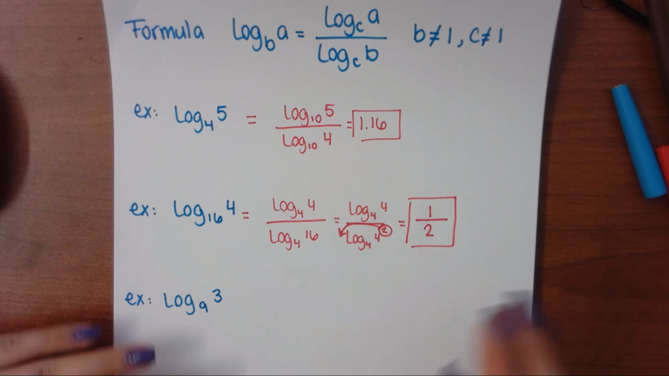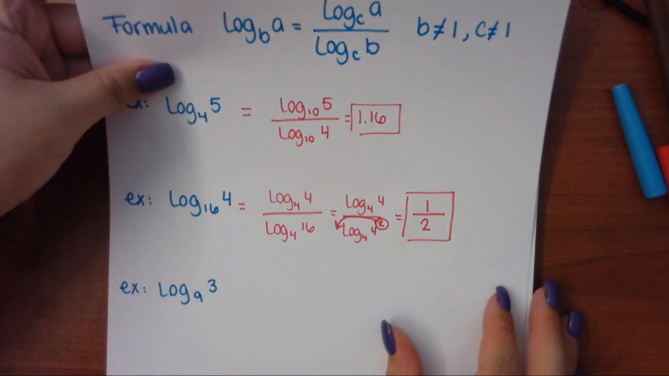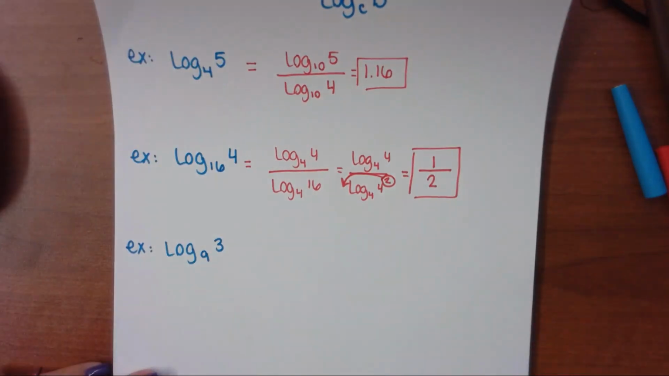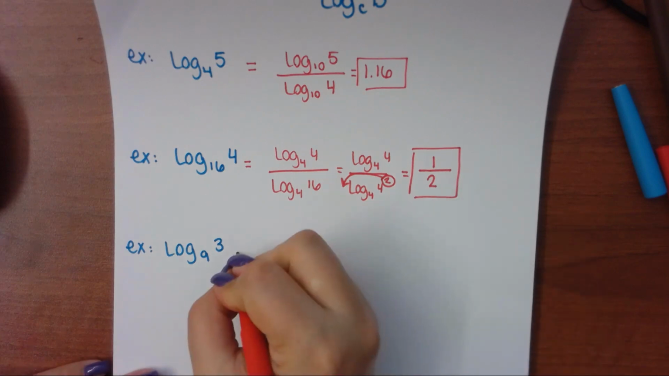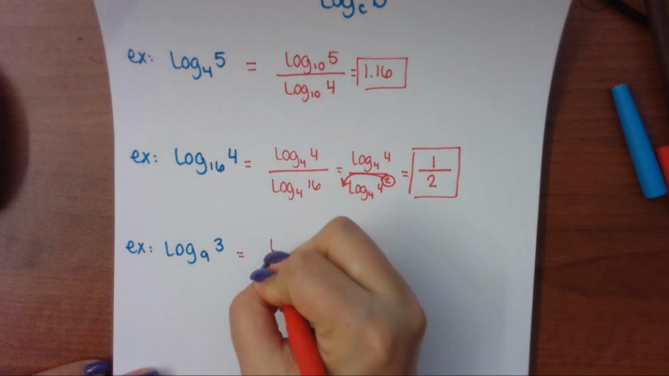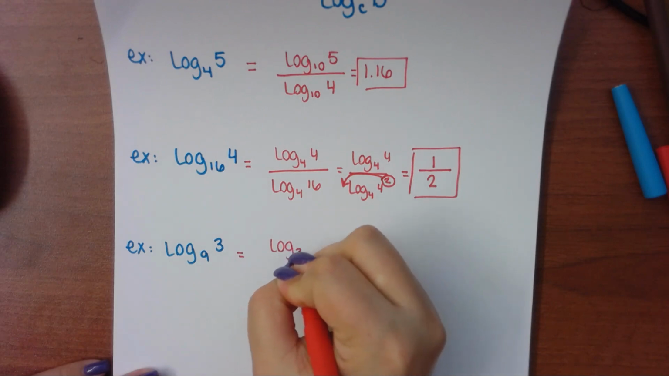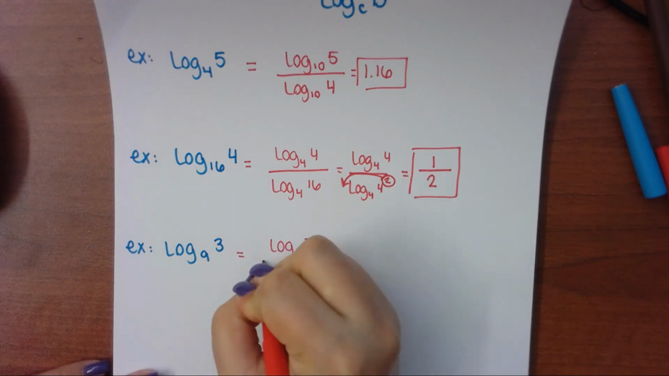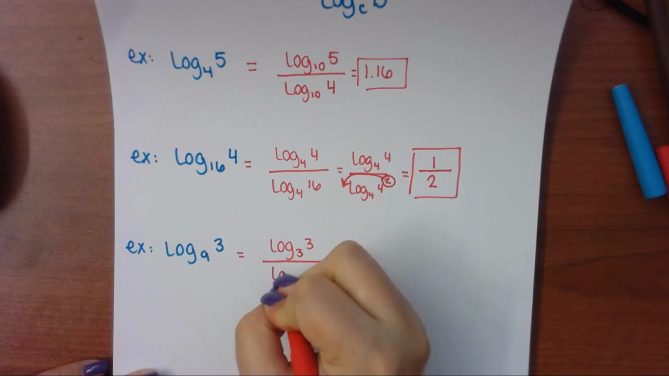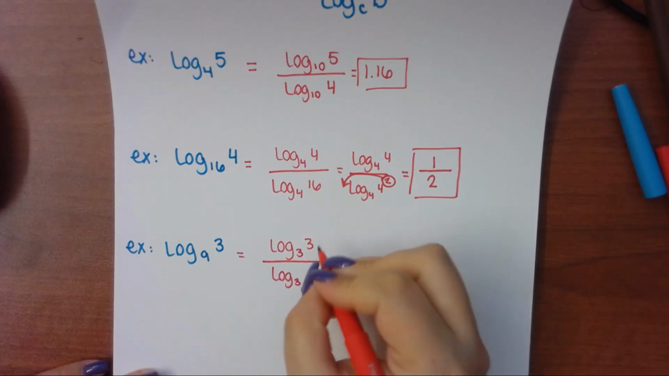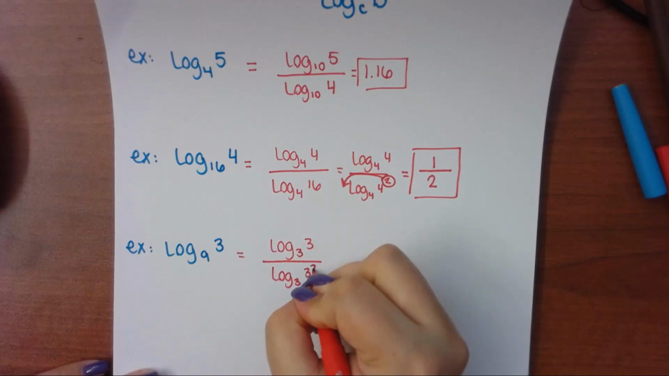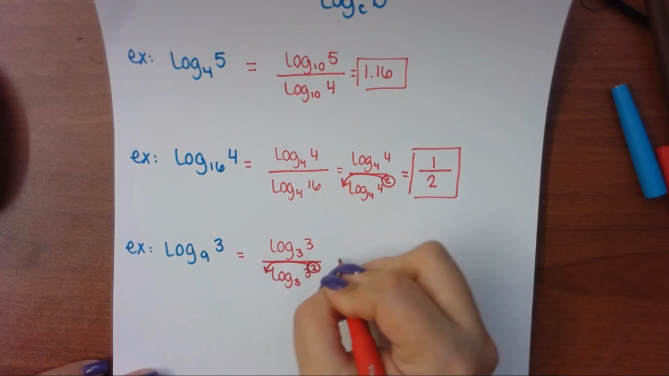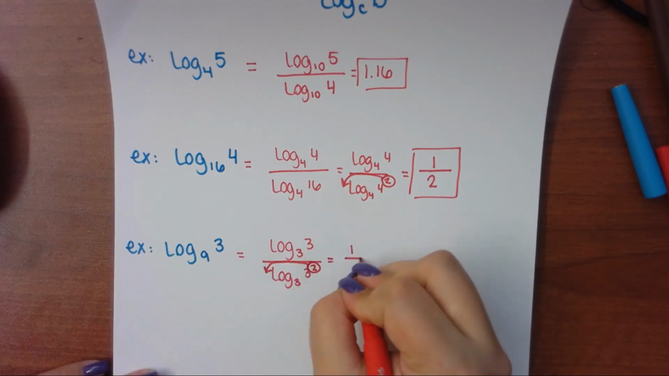Looking at this last one, this is our last example for this, go ahead and see if you can figure this one out. For this one, I'm going to use log base 3 of 3 in the numerator, and then log base 3 of 9. Now 9 is 3 squared. I'm going to go ahead and do that. So I'm going to move that 2 out front, and once again I have 1 over 2 for this one.